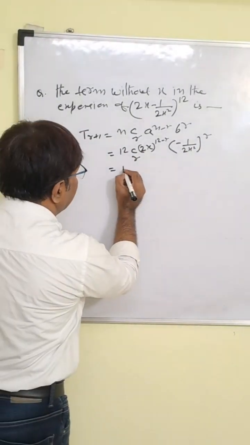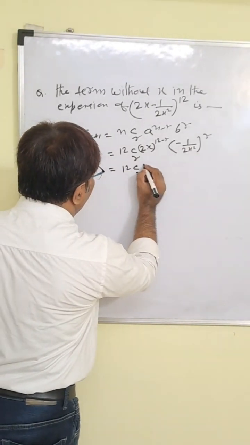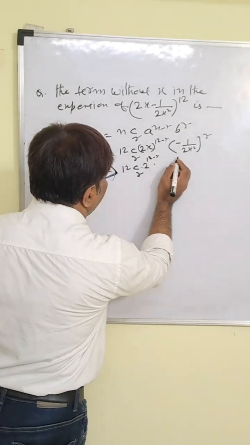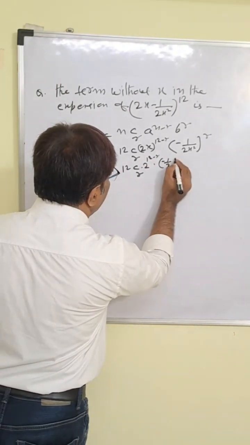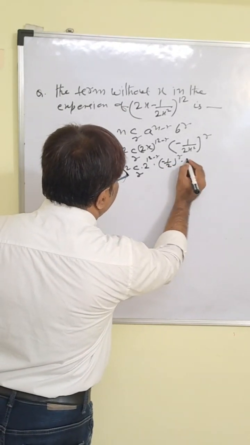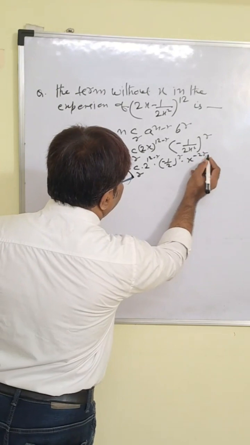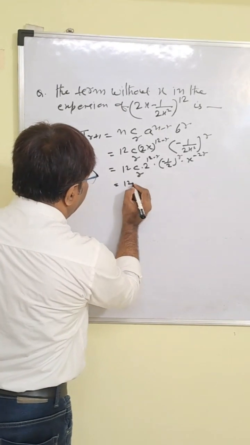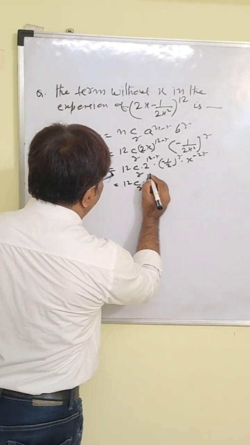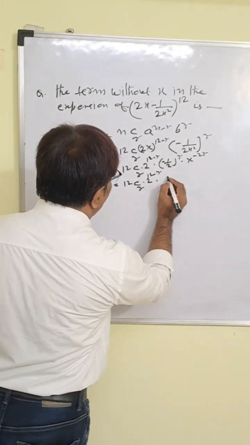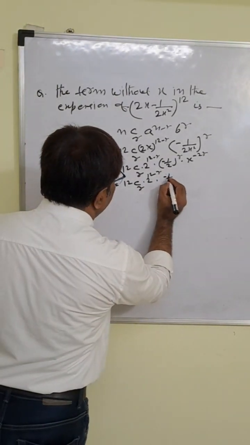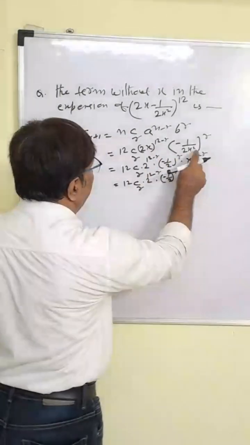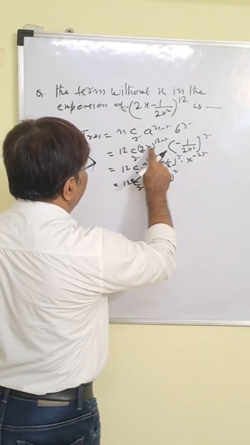Now we can write this: 12Cr and 2^(12-r), right? And into (-1/2)^r, and into x to the power what? This is minus 2r, right? Now we can write this as 12Cr into 2^(12-r) into (-1/2)^r. And here x to the power 12 minus r. So here x^(-2r) and here x^(12-r).